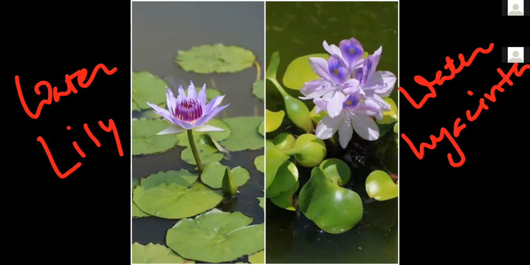So in the majority of the aquatic plants, such as water hyacinth and water lily, the flowers emerge above the water level. Look at their flowers. What's the specialty of these flowers? Have a look at it. These flowers are not in the water, they are above the water surface. So no way water can help them in pollination.